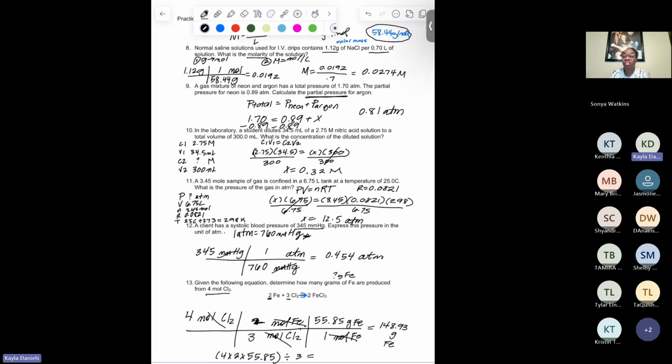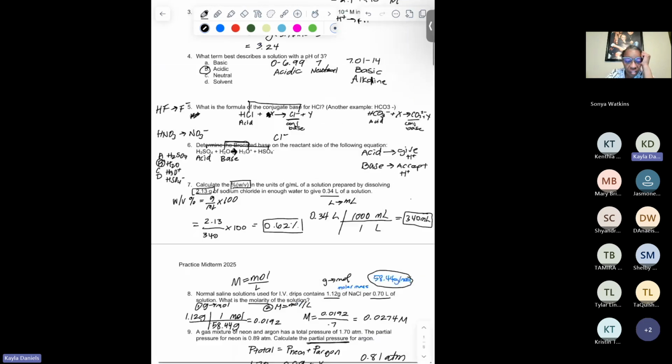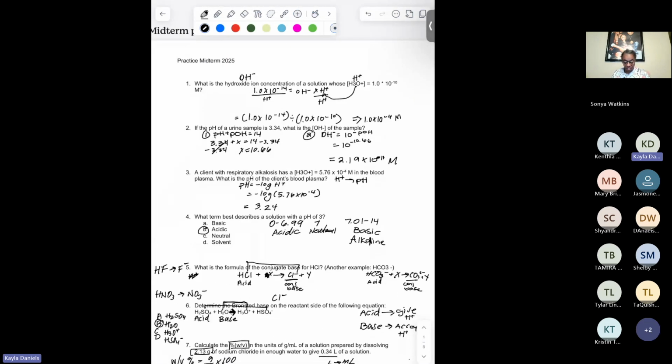Okay, so let's start from the top. Anytime you see OH, H plus, pH, pOH, I'm looking at the acid-base square on the formula sheet. So all of these had to do with the acid-base square. That's what I was referencing.